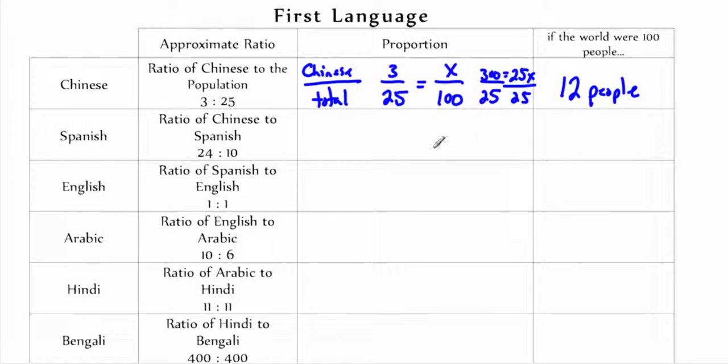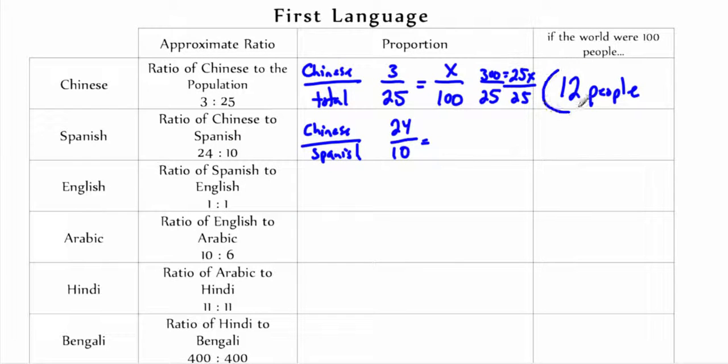And again, you can use your calculator for the multiplication, but you have to show how you set up that proportion. But then notice the next problem. This one says the ratio of Chinese to Spanish. Well, we just figured out how many Chinese there were. We want to find out how many Spanish. So we have the Chinese to Spanish is 24:10. But this time we don't want to know it to the total, so we're not putting our 100 in there. We want the ratio of Chinese to Spanish.